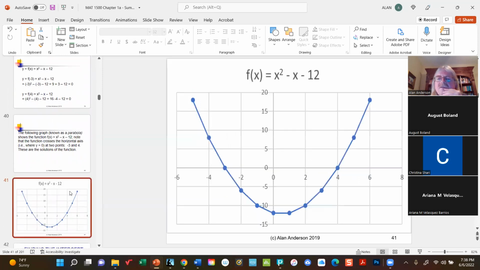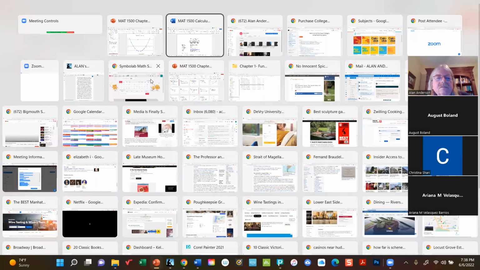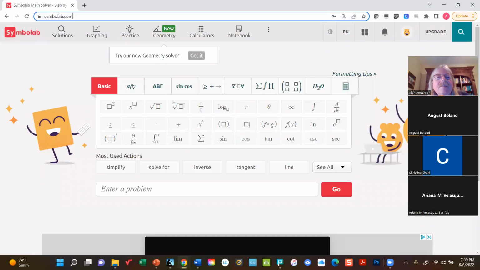So I used Excel to show you what this is supposed to look like. Now, Excel is a wonderful package, but sometimes the graphics capabilities are not what they could be. So I discovered this excellent website that you might want to know about and maybe use yourselves. Here it is. It's called Symbolab. Let me put that into the chat room.